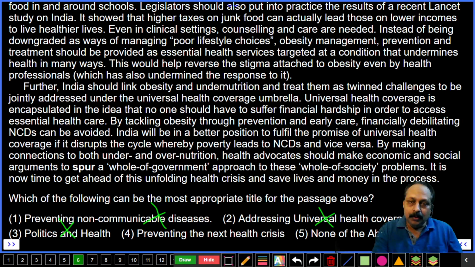The passage talks about the diseases, health related problems, and based on that, the present scenario, what should be the future? Preventing the next health crisis. Answer should be the fourth option.